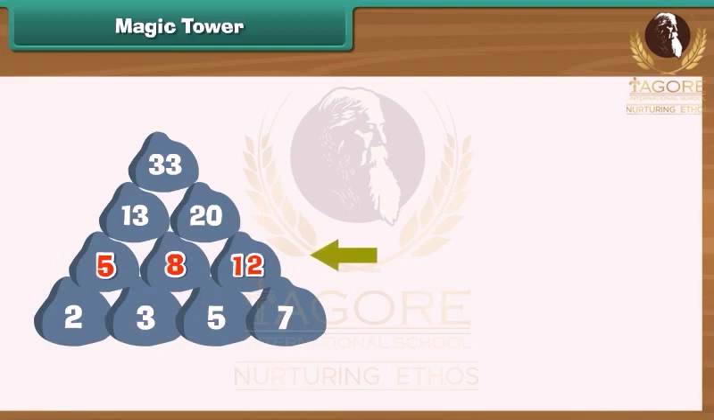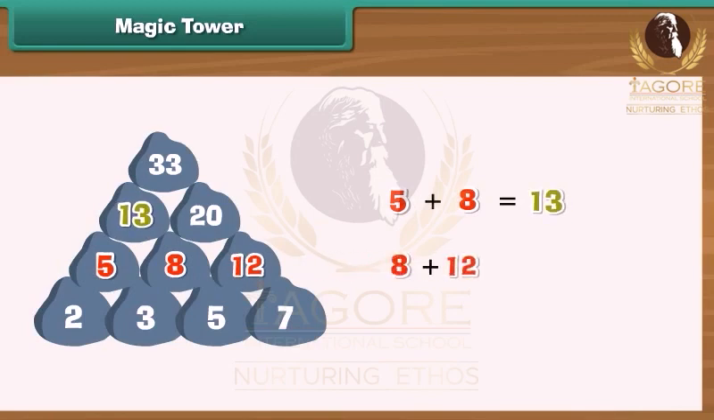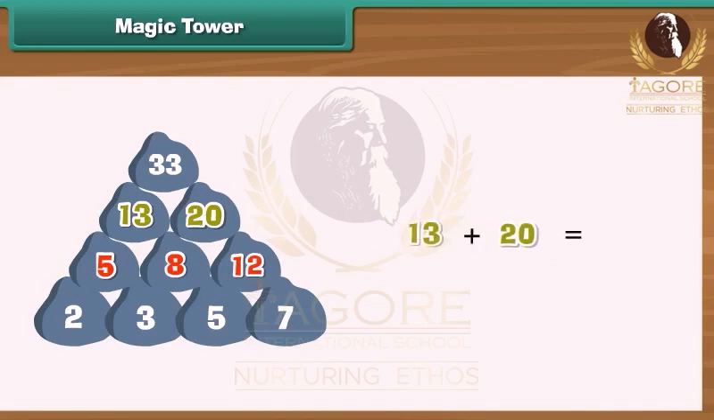Let us now take the stones of the second row. 5 plus 8 is equal to 13. 8 plus 12 equals 20. 13 and 20 form the row above. Let us now take the stones of the third row. 13 plus 20 is equal to 33. 33 forms the topmost row. So the pattern is clear. Every stone starting from the second row is the sum of the two stones beneath it.